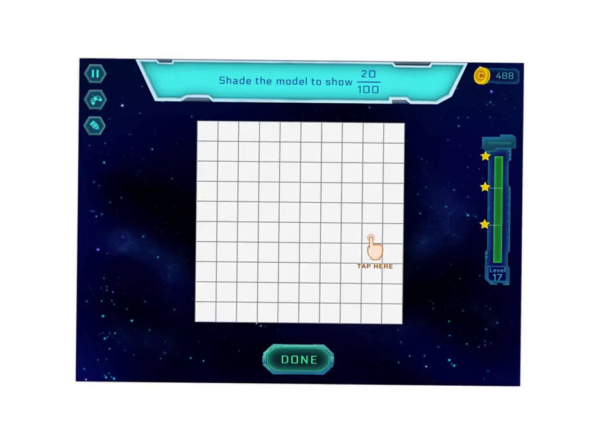This time I'm going to shade in 20 hundredths. Please notice the grid is not cut into tenths anymore. It's cut into 100 pieces.